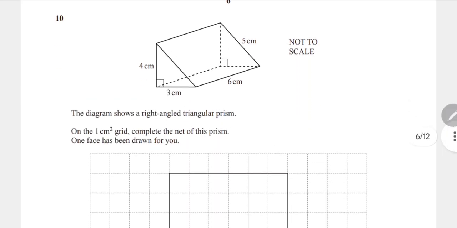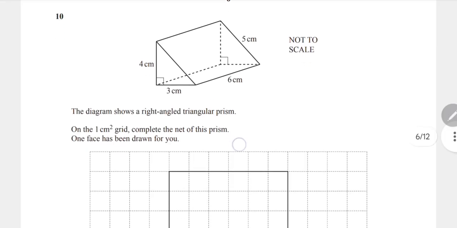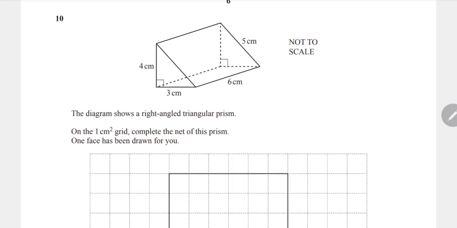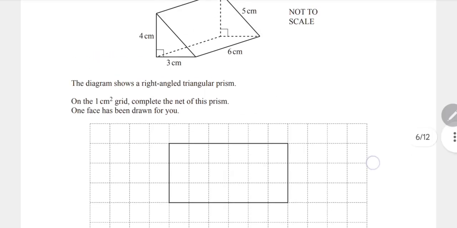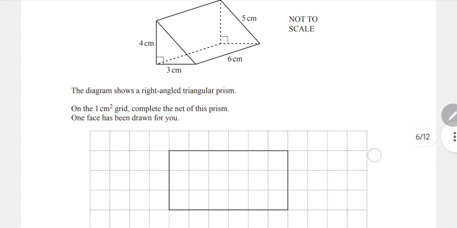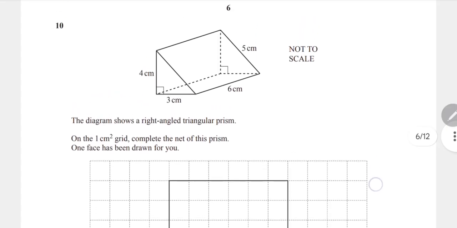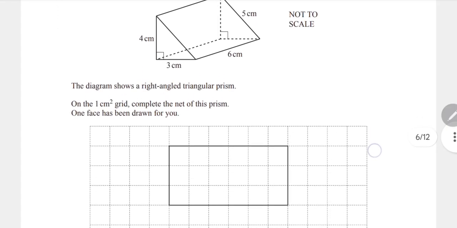The diagram shows a right angle triangular prism. On the 1 centimeter cube grid, complete the net of the diagram. One face has been drawn for you. Okay, so what do we need to draw? We need to draw the other faces. One face on the 1 centimeter grid is drawn for the right angle triangular prism.